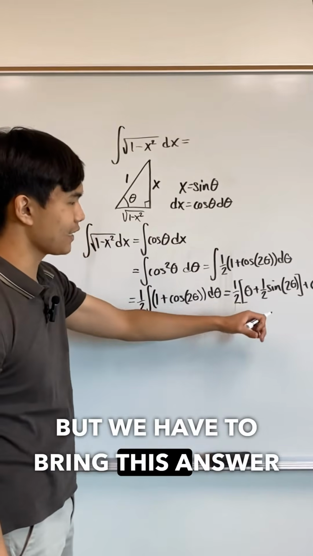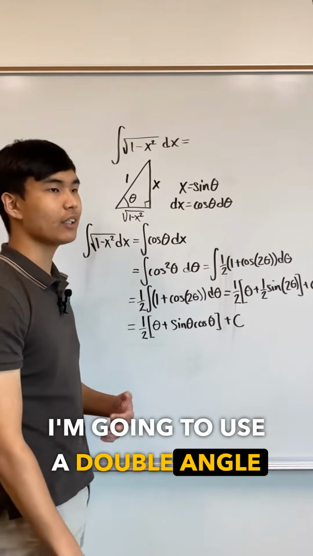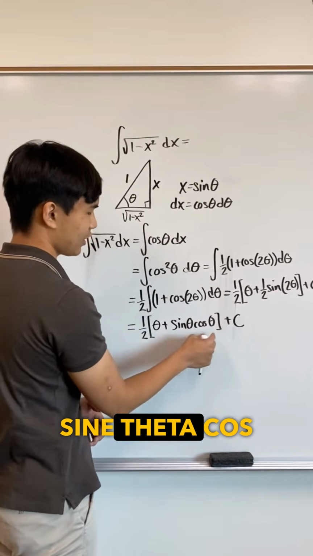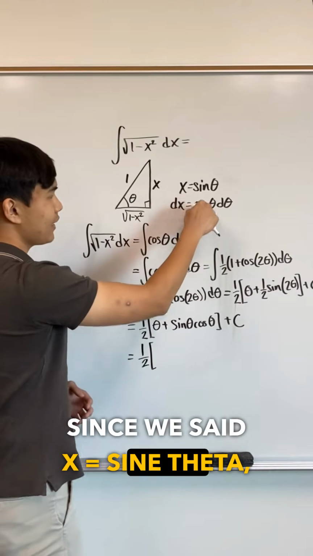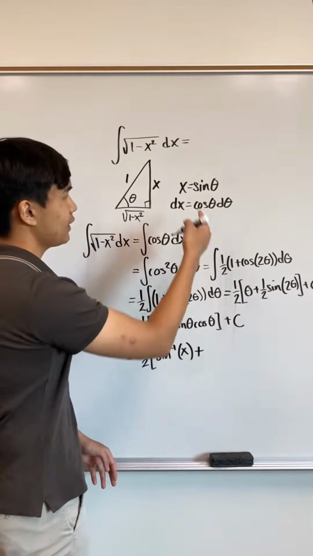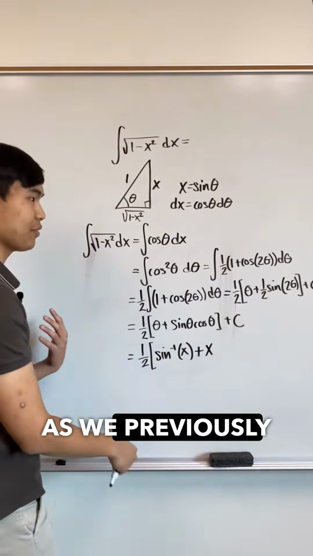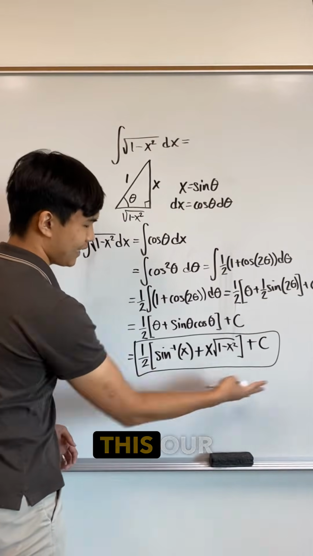But we have to bring this answer back to x. First, I'm going to use a double angle identity to reduce sine 2 theta to sine theta cos theta. Since we said x equals sine theta, theta equals arcsine of x. Then sine theta is x. Cosine theta, as we previously established, is this. And that makes this our final answer.